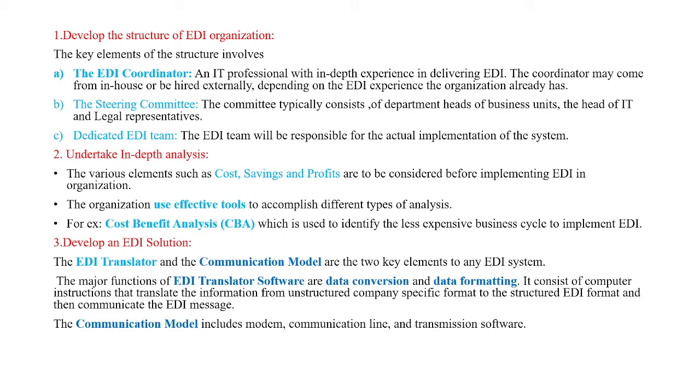Now let us move to the third point, that is develop an EDI solution. The solution for EDI is based on 2 elements, that is EDI translator and the second one is communication model. We can say that these 2 are the key elements of the EDI system. Now let us talk about what is EDI translator. EDI translator is nothing but a software that consists of computer instructions especially meant to translate the information from unstructured company specific format to the structured EDI format.